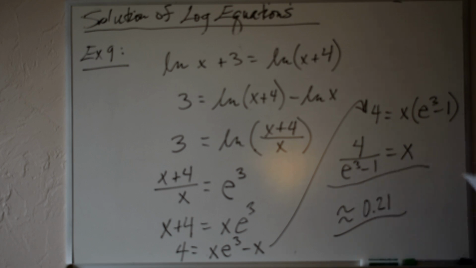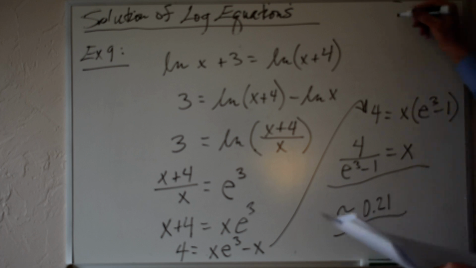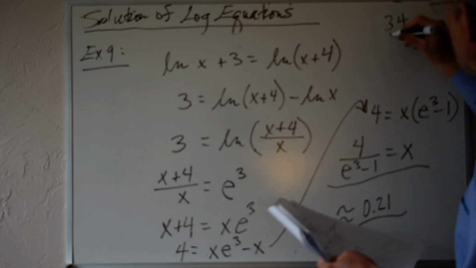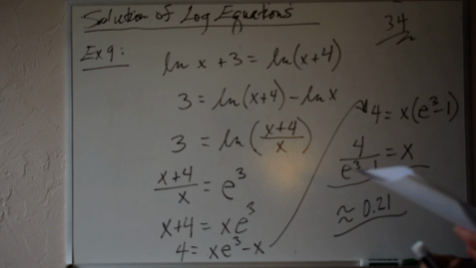Do number 34 on page 354. This again involves two logarithms, and you're going to have to combine them together to get it down to one logarithm.